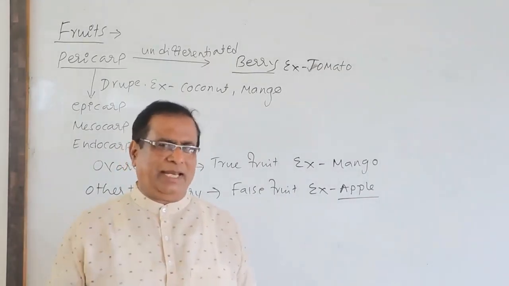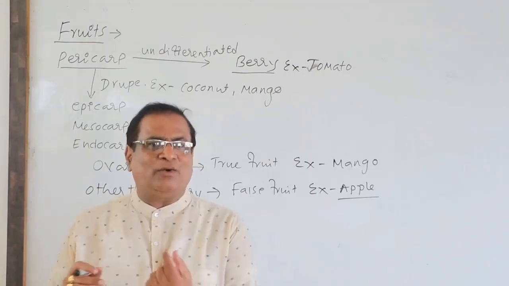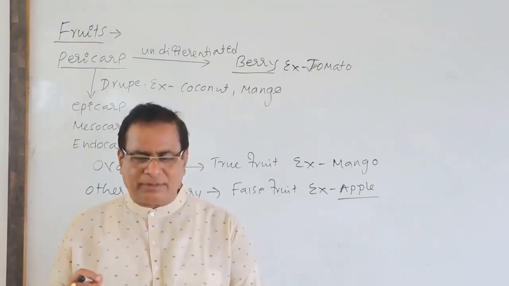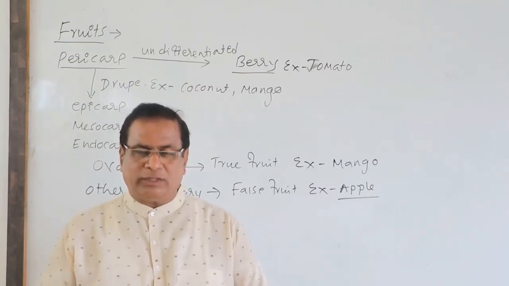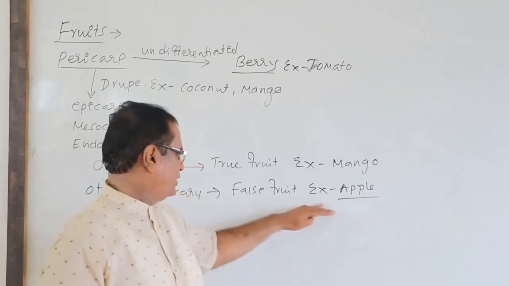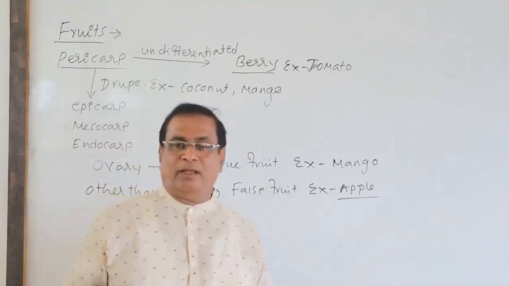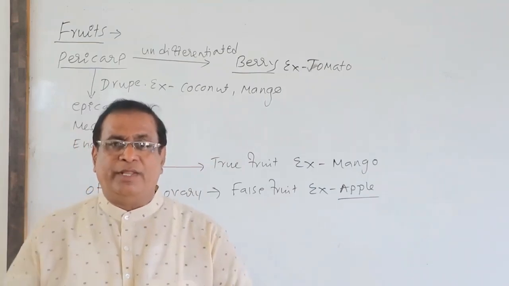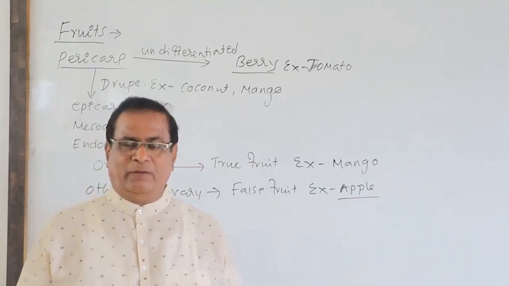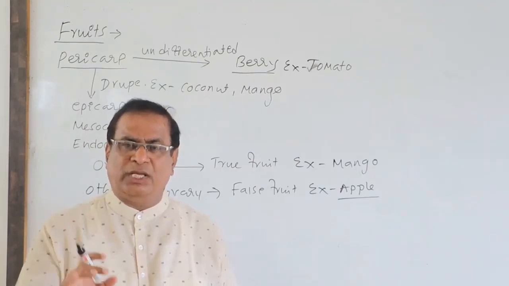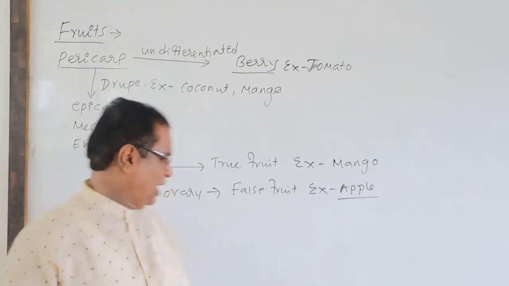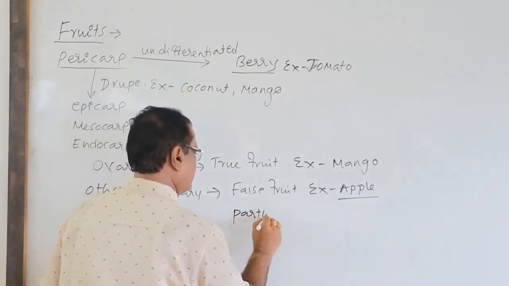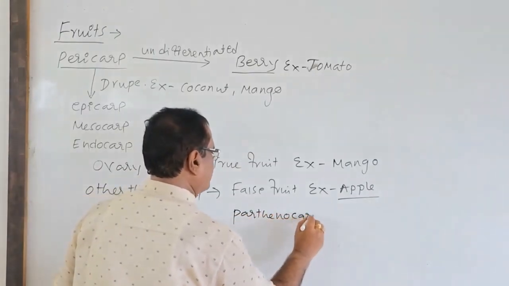You might have seen in an apple, at the center there is an ovary with seeds. That never becomes the fruit. The whole thalamus becomes the fruit. It's a false fruit. But there are some fruits which are formed without fertilization, where the ovary becomes a fruit without fertilization. And such fruits are named as parthenocarpic fruits.